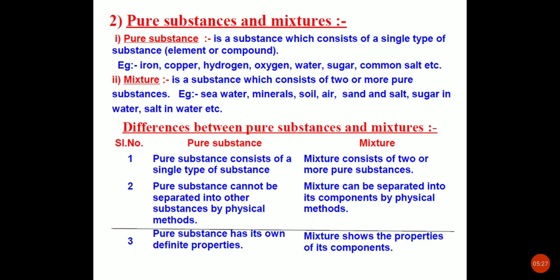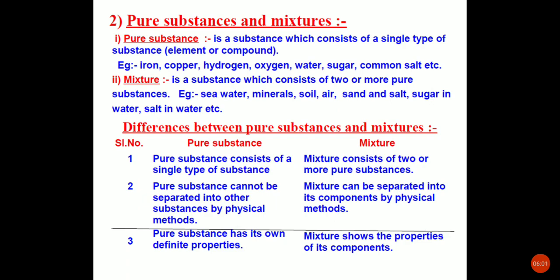A pure substance cannot be separated into other substances by physical methods. So a pure substance cannot be separated by any physical means. When you take the example of sodium chloride, in sodium chloride you have sodium and chlorine. This sodium and chlorine cannot be separated by any physical properties. By chemical methods or a chemical reaction, you can separate sodium and chlorine.